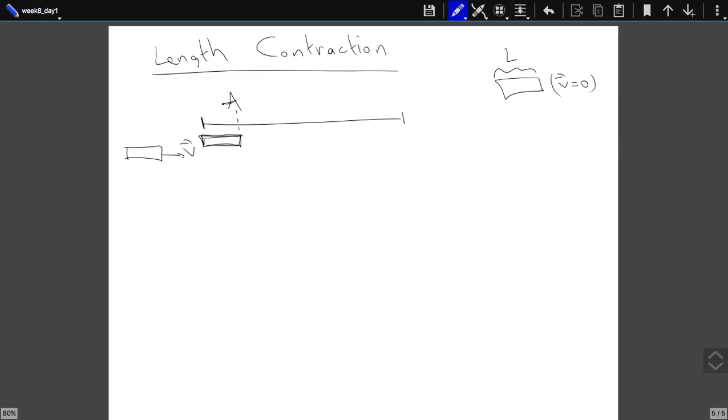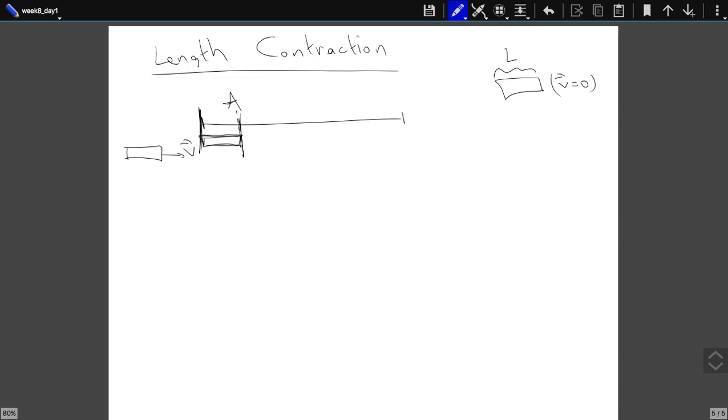Basically, the problem here is you have to make sure that two events happen at the same time. We have the two events: the back end is aligned with the beginning of the meter stick, and the front end is aligned with some other point. So these are the two events, and we should make sure that those two events happen at the same time. That's one question we have. But let's try to do it a different way.